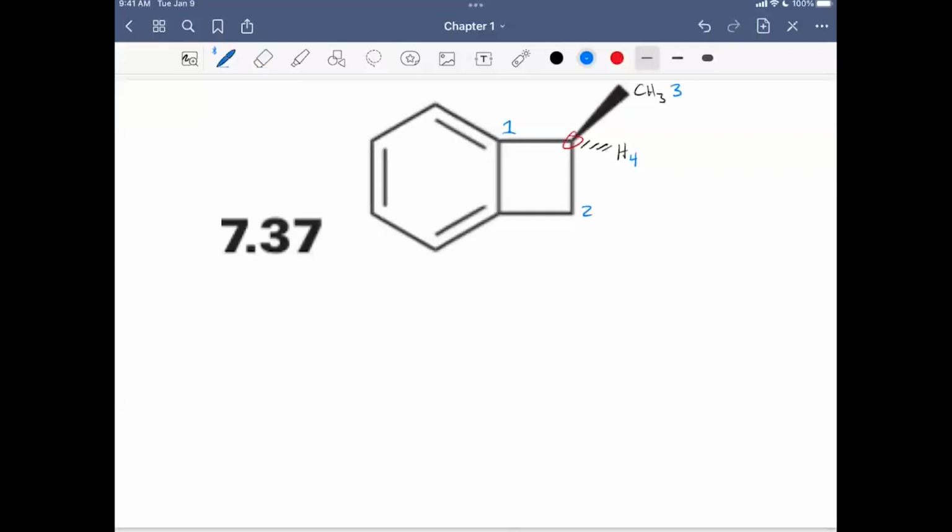So we have a pattern going right here, which is counterclockwise, but again, our hydrogen is on a dash, so you have to switch around that configuration. So it's going this way. So that's an R configuration.